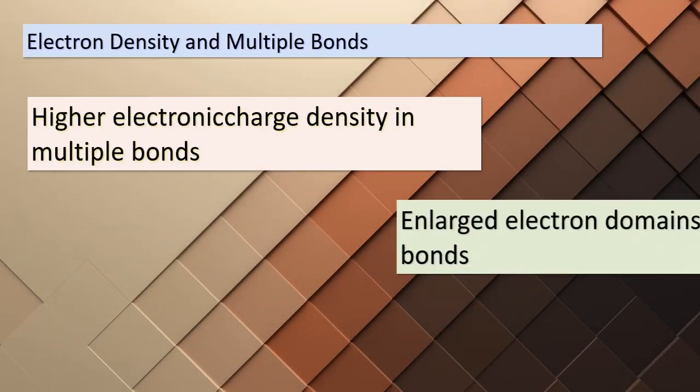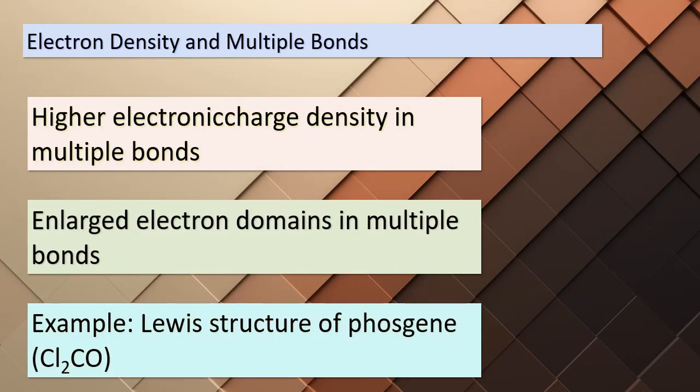Hello again, students. Let's delve deeper into the world of chemical bonding and electron density. As we've learned, multiple bonds, such as double and triple bonds, contain a higher electronic charge density compared to single bonds. This higher density results in what we call enlarged electron domains.